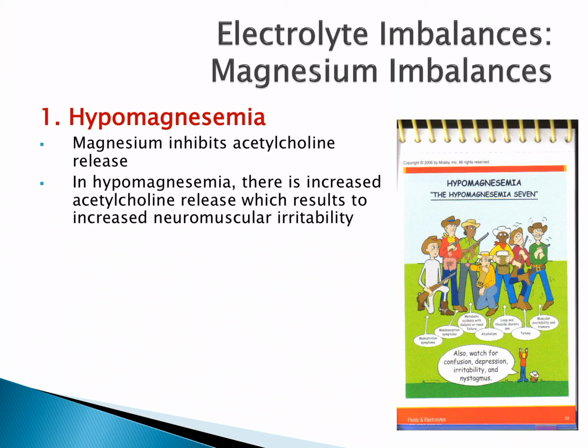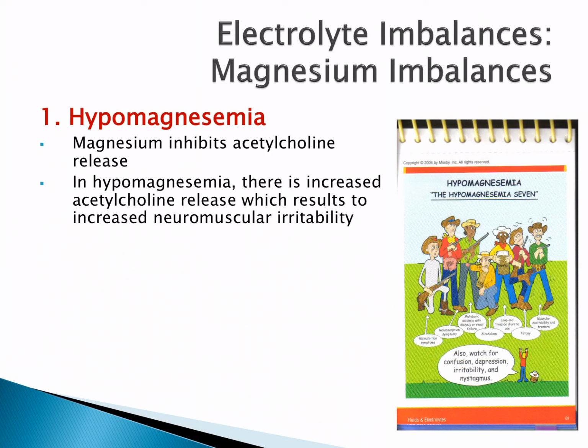So in hypomagnesemia, there is increased acetylcholine release, which results in increased neuromuscular irritability. Okay, so remember your acetylcholine is a neurotransmitter that excites. It's an excitatory neurotransmitter, so it's active.